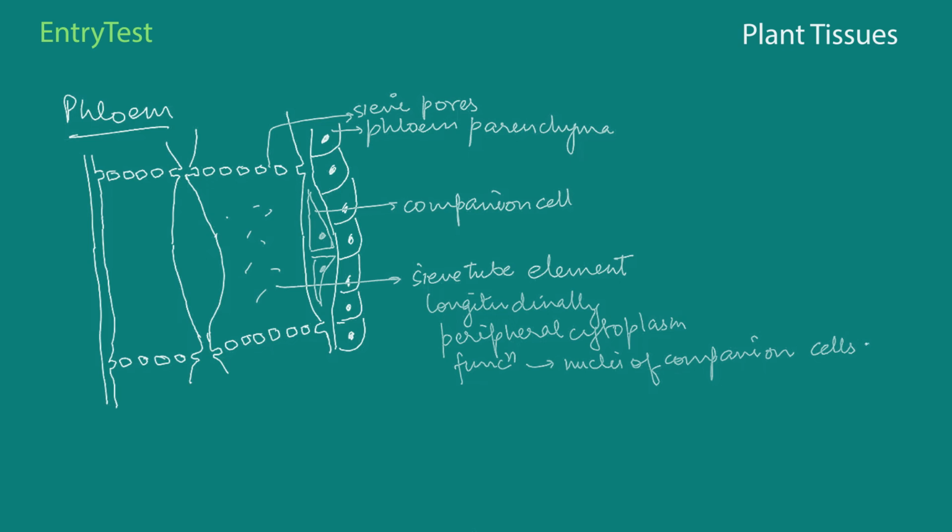Coming to these companion cells, what are the companion cells? These are nothing but specialized parenchyma. And they are connected by the pit fields between the common walls to each other. So this is known as the pit field, and the basic purpose is to maintain the pressure gradient of the whole phloem.